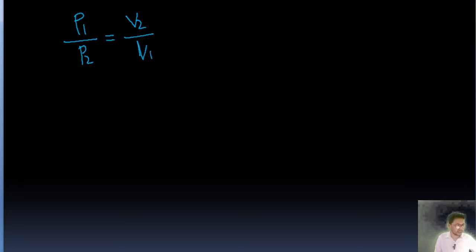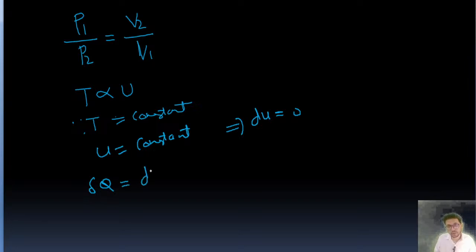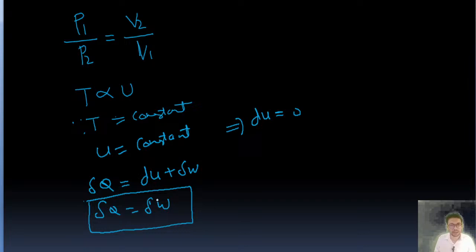In isothermal process, since T is proportional to U, T is proportional to internal energy, and T is constant in isothermal process, this implies U is also constant, because T proportional to U, that implies dU equal to 0. So from first law of thermodynamics, in isothermal process, dQ equal to dU plus dW, right? And here dU is 0 because internal energy change is 0, so dQ equal to dW in isothermal process. Heat given to the system is used as work done by the system.